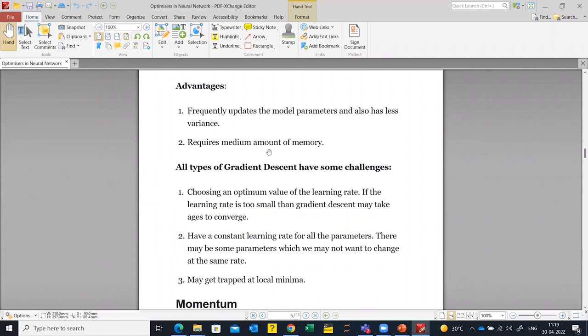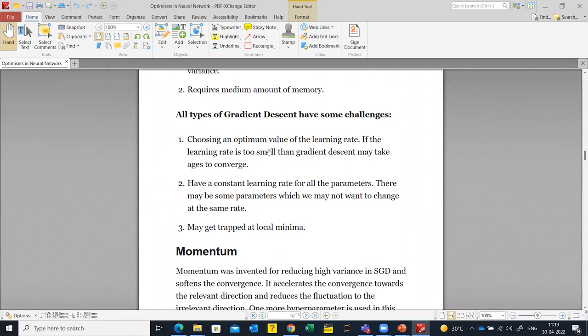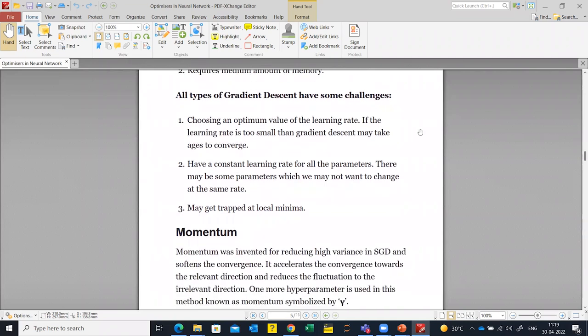Now, all types of gradient descent have some challenges. What are these? Choosing an optimal value of the learning rate. If the learning rate is too small, then gradient descent may take ages to converge. And if it is too high, you might not get the minima ever, right? They have a constant learning rate for all the parameters. There may be some parameters which may not want to change at the same rate, right? And it may get trapped at a local minima. So these are all the challenges which we can see in all the gradient descent variants.